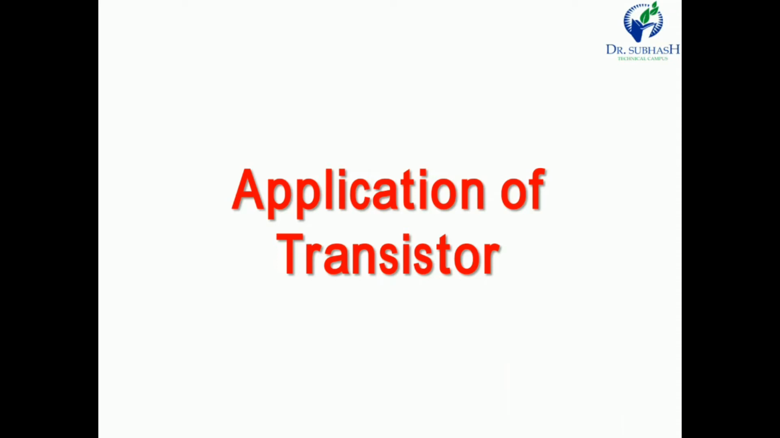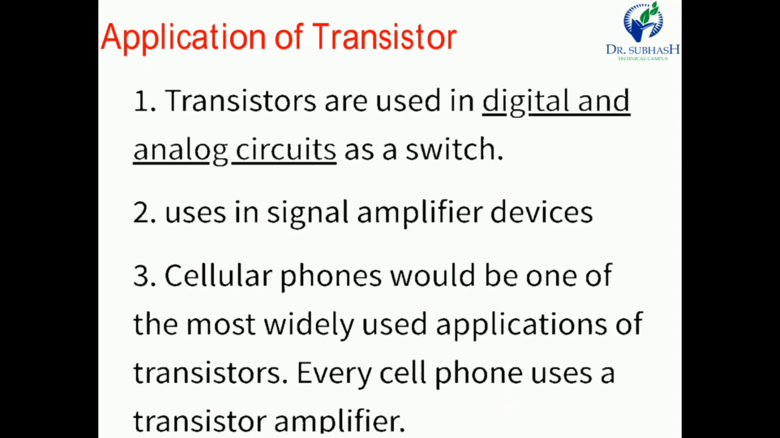Now let's see the applications of transistor, where we use this type of transistor. Now let's start one by one. The first application: transistors are used in digital and analog circuit switches. Transistor is nothing but an electronic switch, a static switch. Whenever we want to switch some automatic device on and off, then a transistor is more suitable than other circuits. So this is the digital and analog circuit switch, then use in signal amplifier devices.